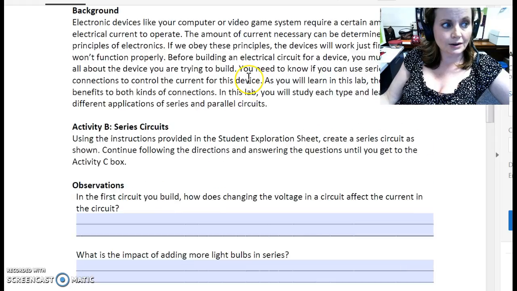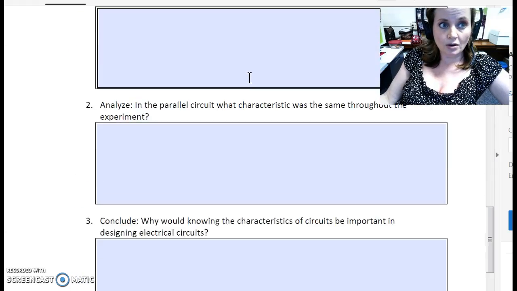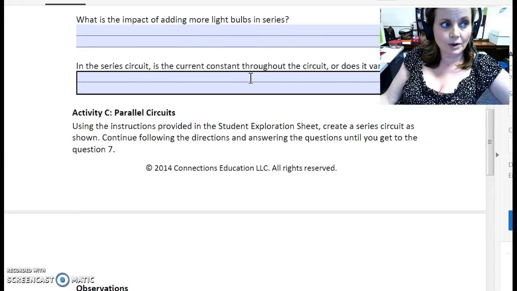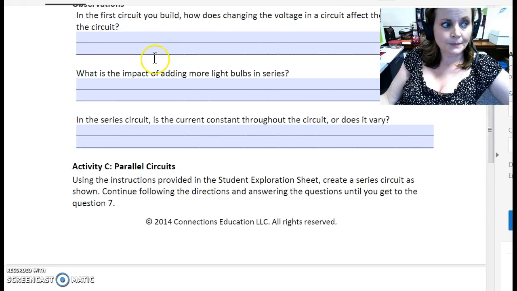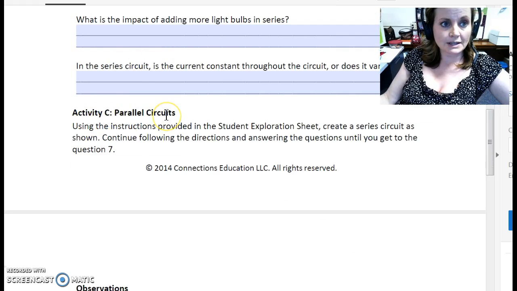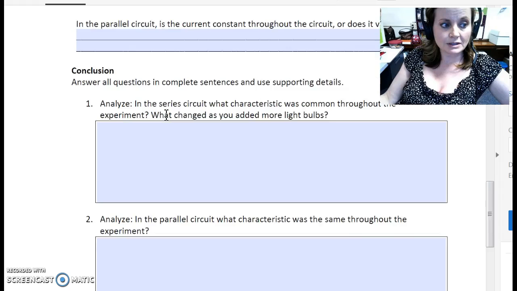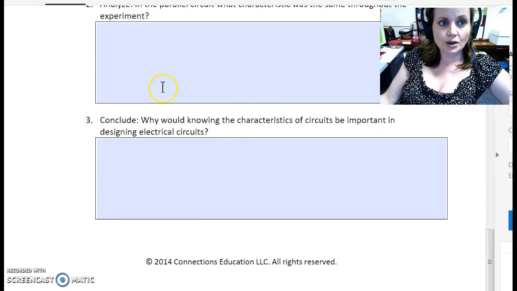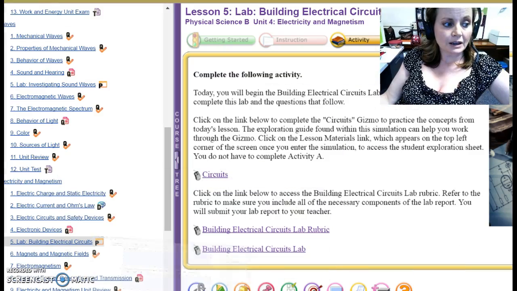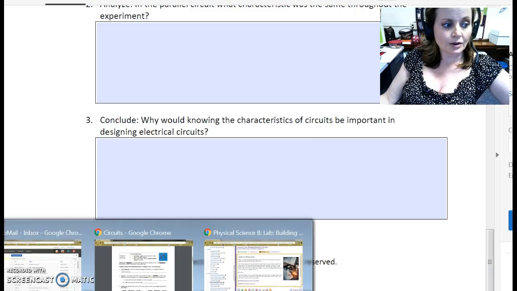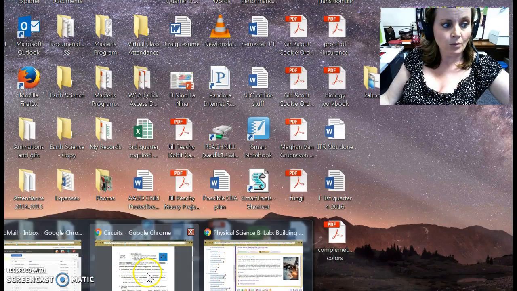You can see here it is very long. There are a few questions about Activity B, series circuits, and a few questions about Activity C, parallel circuits. So this is what you're going to do after you're done with the gizmo. It's more of a summary sheet. While you're working on the gizmo, you're going to be completing a different sheet here. Where is that one?